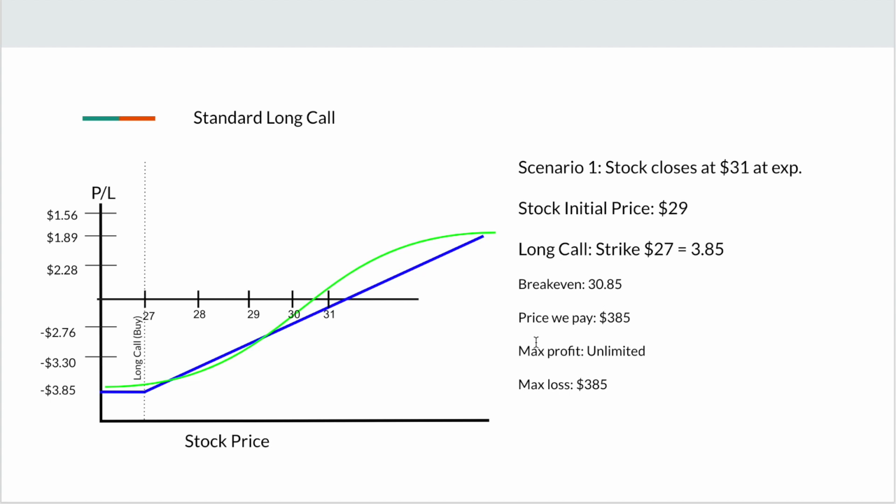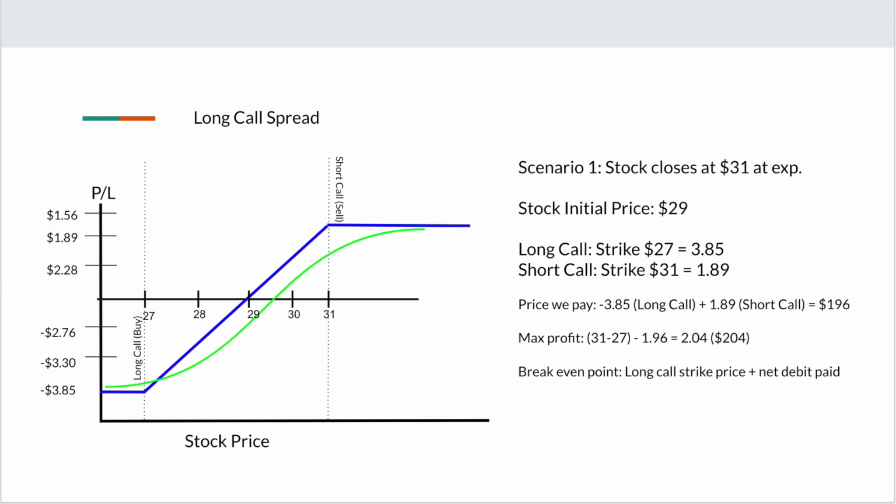Now, comparing that to a long call spread. When we compare it to the long call spread, this is the same scenario. The stock closes at $31 at expiration. The stock's initial price was $29 when you first discovered it. Here, what you did was you bought a long call at a strike of 27, the same exact call that you had bought earlier, and you paid $385 for it. But at the same time and the same expiration date, you sold a call for a strike price of 31, a higher strike price that's out of the money. So your first strike was in the money, your second strike was out of the money, and you got a credit of $1.89 for that one. Remember, when you're selling a call, you get a credit, you don't pay for it.